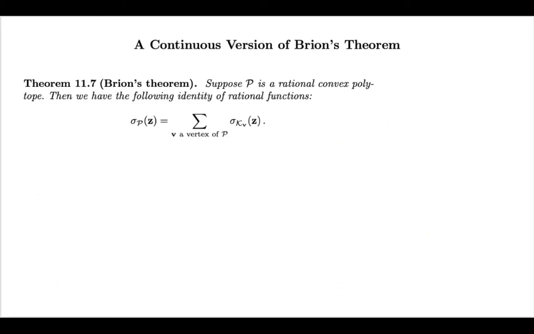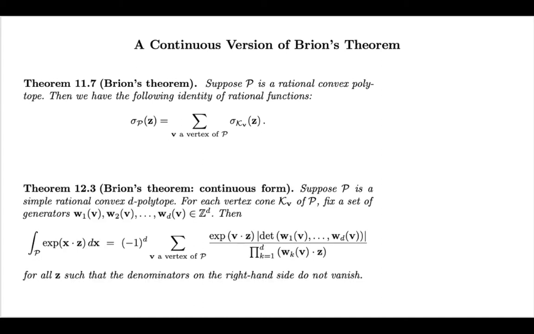Let me remind you of the previous chapter. So the main theorem here was theorem 11.7. We have a rational polytope, and Brion's theorem says that we can write the integer point transform of this polytope as a sum over rational functions representing the integer point transforms of the vertex cones. The continuous analog of this theorem is theorem 12.3.